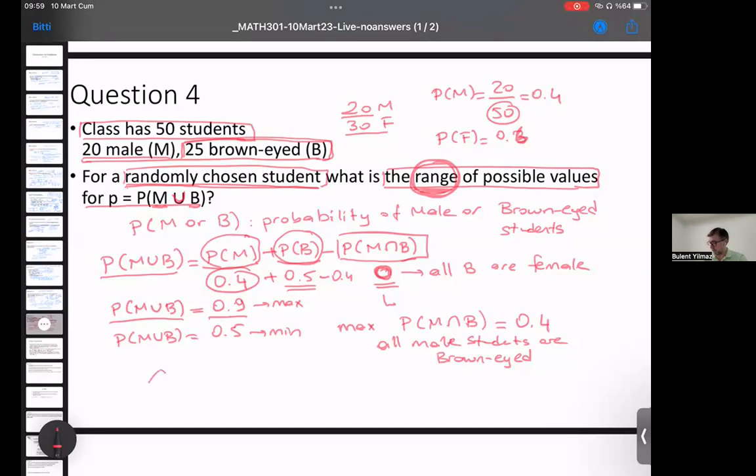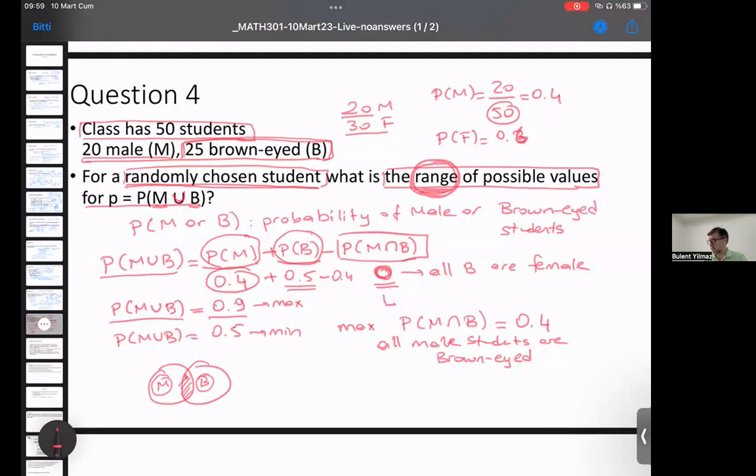It's like a Venn diagram. As I said, this is M, this is B. There will be some overlap here. So if I want to find out the probability of M or B, I'm going to say probability of M plus probability of B minus this one. Okay, that's how I do it.